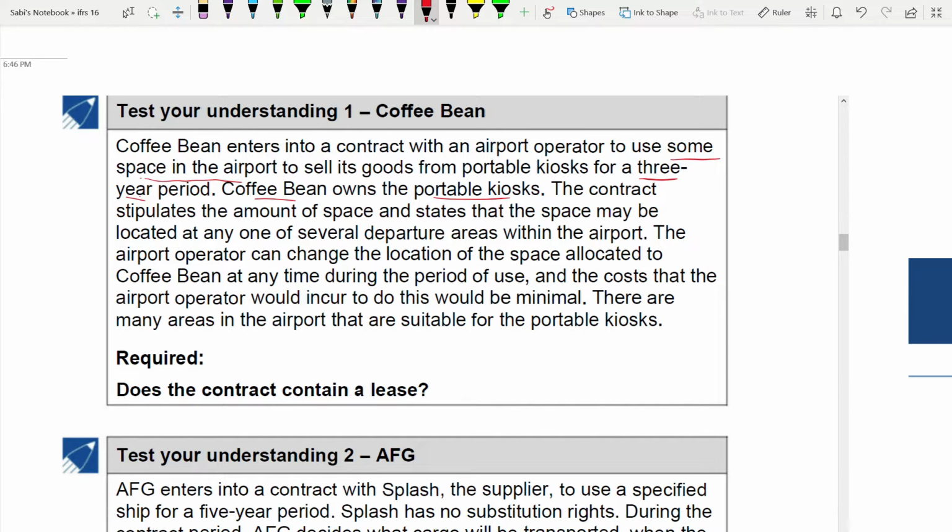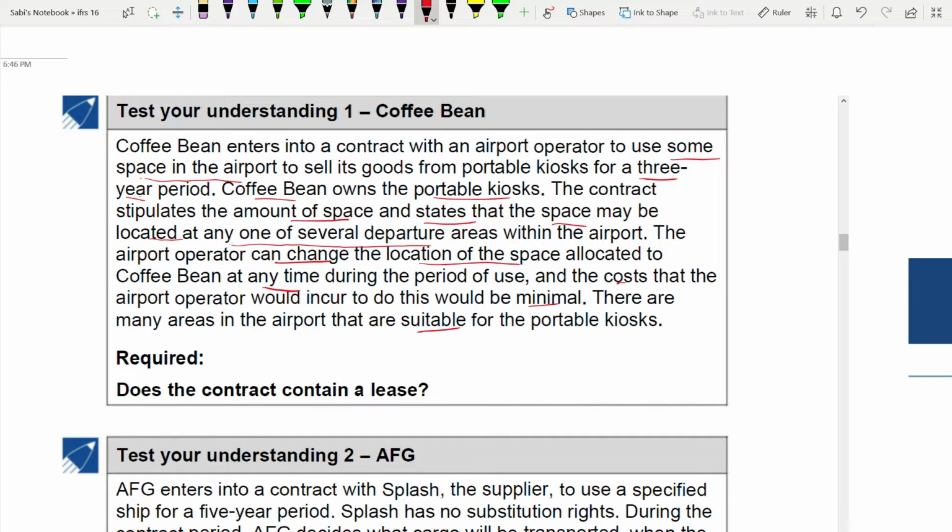Now the contract stipulates the amount of space and states that the space may be located at any one of several departure areas within the airport. The airport operator can even change the location of the space allocated to Coffee Bean at any time during the period of use, and the cost of doing this is minimal. That means there are many areas in the airport that are suitable for this. Does this contract contain a lease?